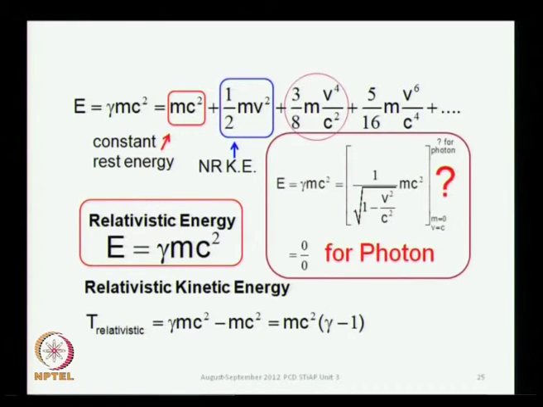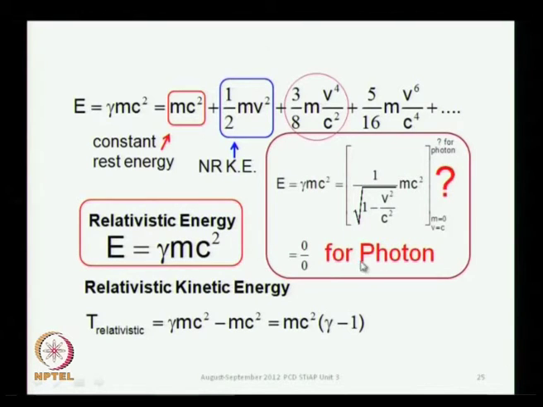Now, look at the expression for this energy gamma mc square if you were applying this relation for a photon. Now, the photon is a massless particle which moves at the speed of light. It always does. If it exists, it moves at the speed of light. So, v is equal to c for the photon. So, this is 1 minus c square by c square. So, the denominator goes to 0. The numerator m goes to 0 because it is a massless particle. So, you get 0 over 0.